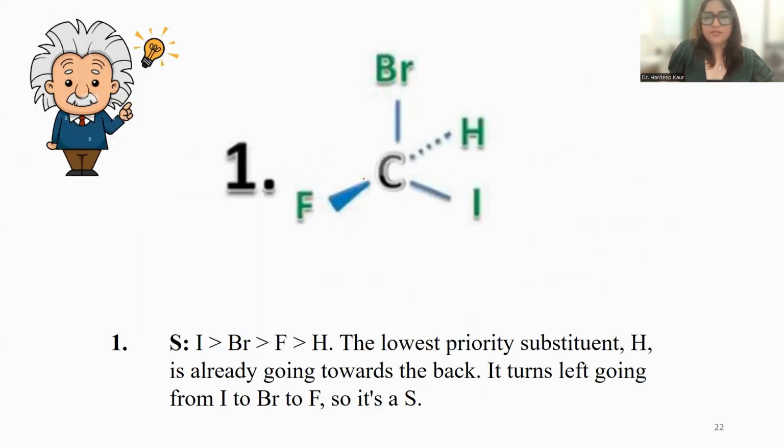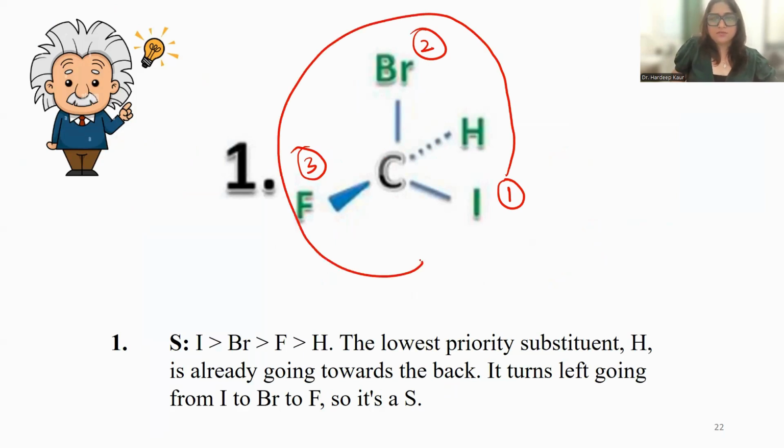Here, fluorine, chlorine, bromine, and iodine. Iodine is getting the first number, bromine is getting the second number, and fluorine is getting the third number. So it is like 1, 2, 3. It is anti-clockwise. So that's why the configuration is S. Is it S or should it be R? No, it should be S because hydrogen is already away from the observer. If it is on the dotted line like this, then it is away. So whatever you get, that will be your answer.